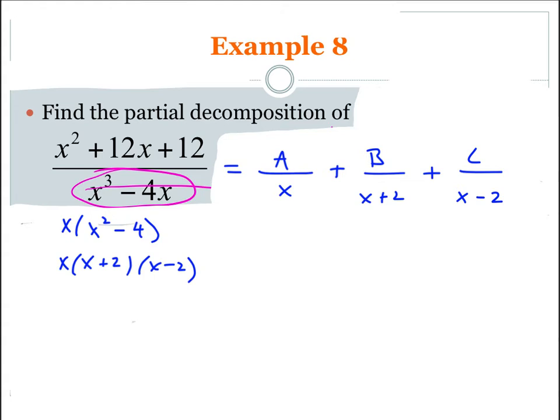So we have to multiply the tops and the bottoms by what's missing. So what's missing in our first fraction, a over x? X plus 2 and x minus 2. So we have to multiply the top by both and the bottom. But the bottom's just going to end up as the original one.